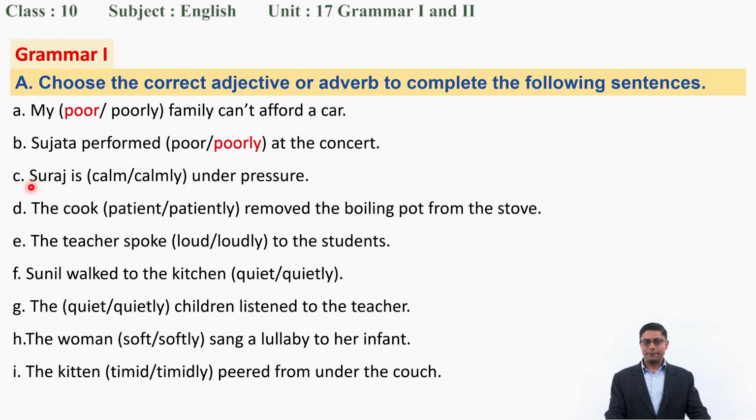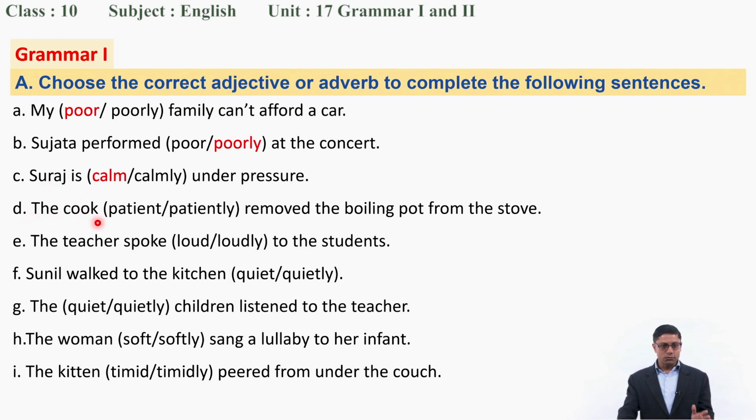Let's see C. Suraj is calm or calmly under pressure. Which one? Calm or calmly? Okay, very good, calm. That's good. So here the word calm modifies Suraj. How is Suraj? Calm. Okay.